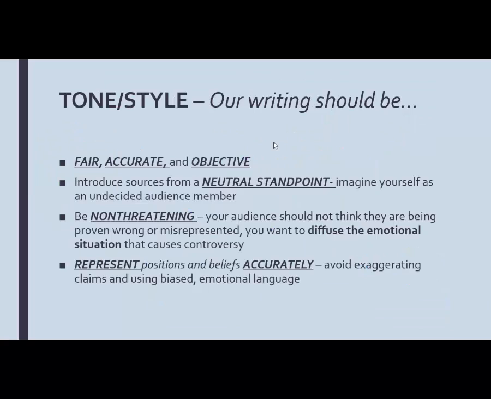So, in terms of general attributes of the tone and style for Rogerian argument, our writing should be fair, accurate, and objective. Those are the three terms that you're going to be hearing a lot when it comes to the tone and style of Rogerian argument. So to do that, we need to introduce sources from a neutral standpoint. You might imagine yourself as an undecided audience member, somebody who hasn't made up their mind on the issue. In order to lead them toward compromise, they're going to want to think that you're credible by staying neutral, by staying in the middle and not taking a side.